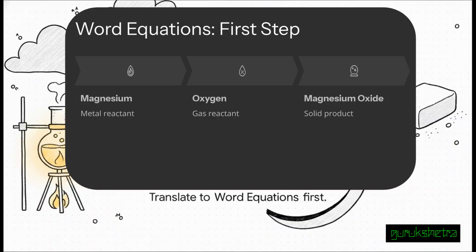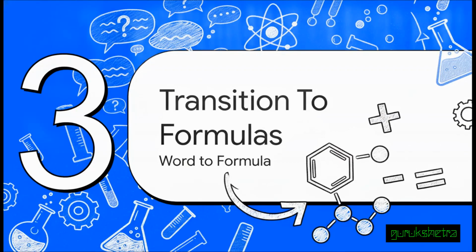So for our very first translation, we're going to strip away all those extra English words and create what's called a word equation. Think about that classic 10th grade lab where you burn a magnesium ribbon. Instead of writing a whole paragraph about it, we concisely list our metal and gas reactants, magnesium plus oxygen. Then we drop in our yield arrow, pointing directly to our solid product, magnesium oxide. It's cleaner, it's clearer, and it firmly parks our starting materials on the left and our new product on the right. Okay, Section 3, Transitioning to Formulas.